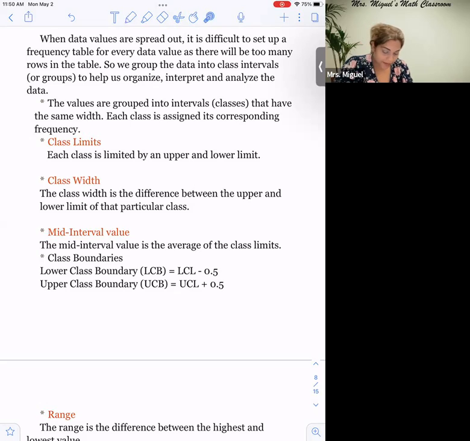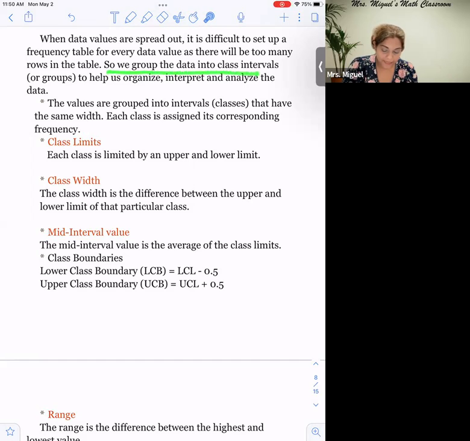When data values are spread out, it is difficult to set up a frequency table for every value. So if you have numbers from 0 to 100, you cannot draw a table with so many rows in it. That becomes a little bit too time consuming, and the data is not so meaningful when you put them at single values, meaning when you don't group it. So when we have large values, we need to group the data.